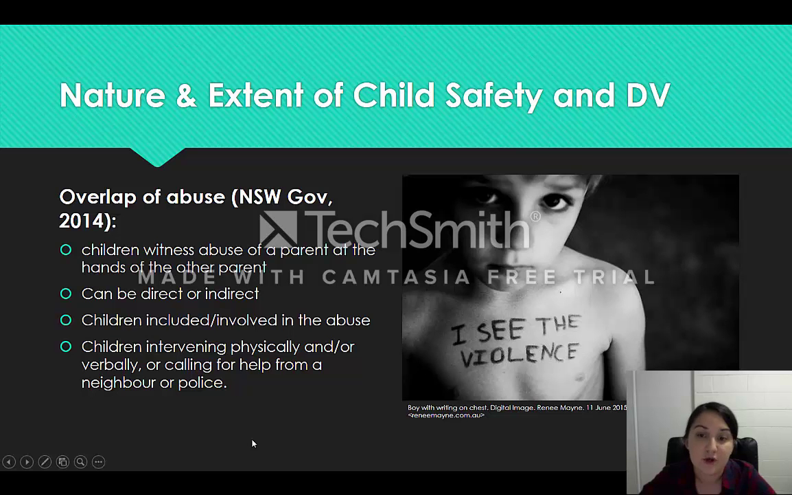As professionals working in child protection, it's extremely common to work with children who have been exposed to domestic and family violence. Domestic violence often intersects with child abuse by children witnessing the abuse, which can be direct, as in seeing the violence, or indirect, as in hearing the violence. Children may be forcefully involved in the abuse by the perpetrating parent, which is often the father. Children may physically or verbally try to intervene to protect the victim parent, often the mother, or engage in help-seeking behaviours such as calling police or seeking help from a neighbour.